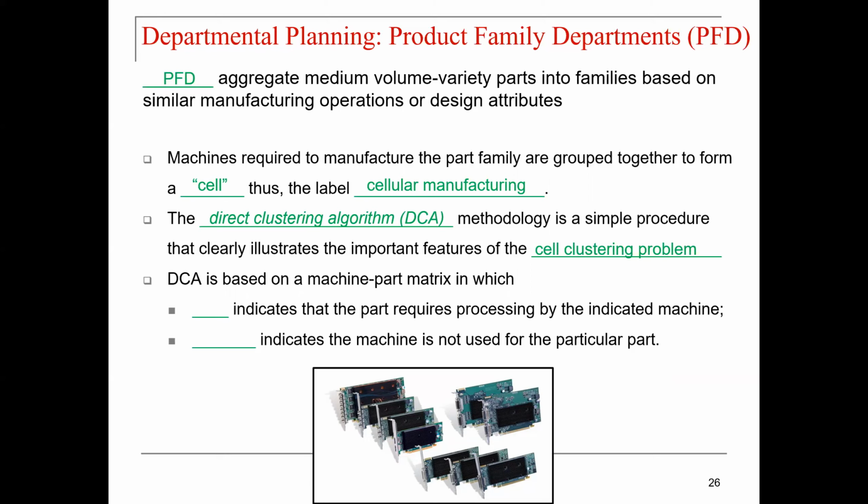So we want to group these departments, or we want to identify these departments or cells, and we want to know which station should be in each of the cells so we can produce families separately. The direct clustering algorithm is based on a machine-part matrix in which 1 indicates that the part requires processing by the indicated machine, and a blank, white space, indicates the machine is not used for the particular part.